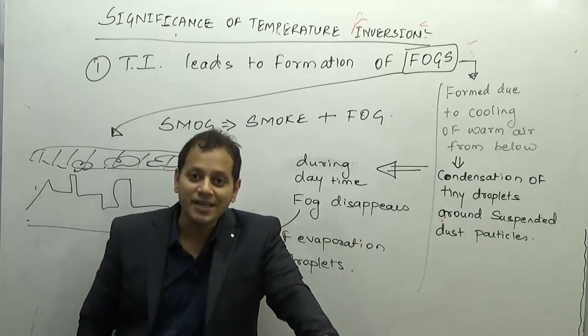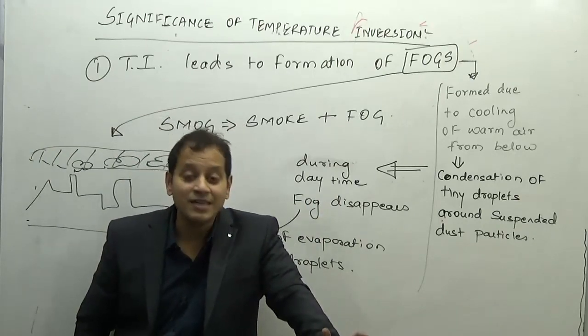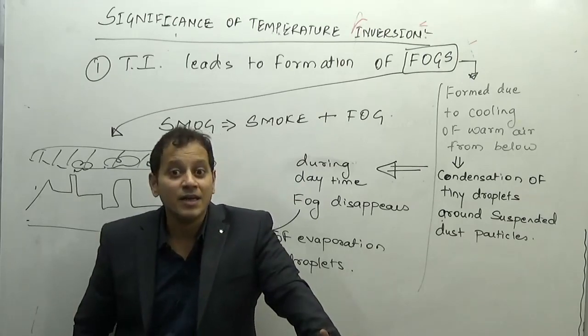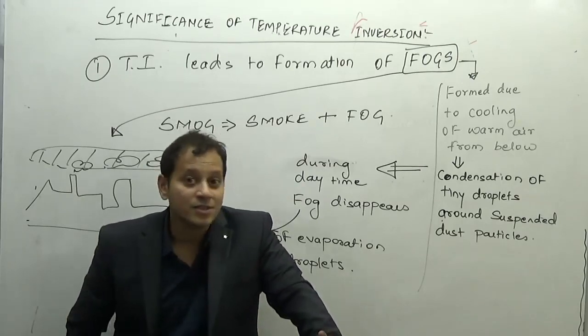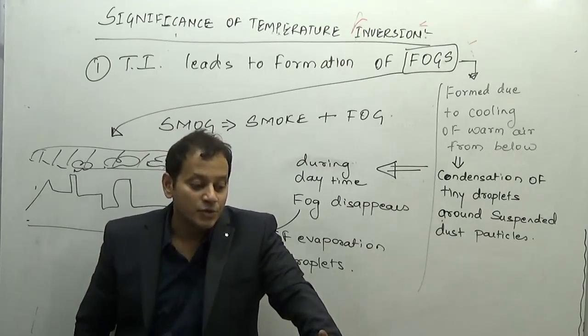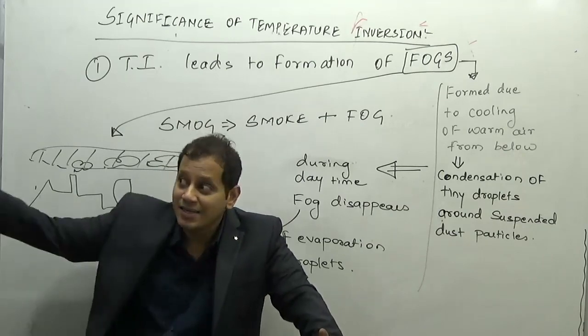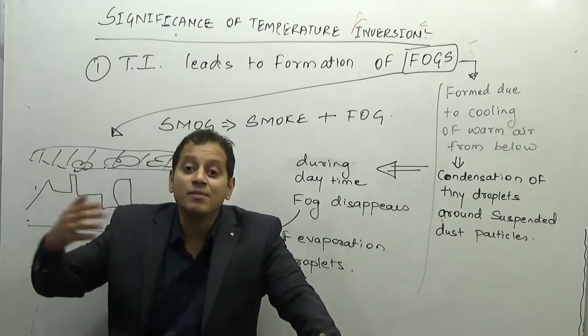Now you must be reading newspapers daily. Delhi is having one of the worst air quality. Why? Because fog is there, industrial smog is there, and as you have read recently, due to burning up of rice fields in Punjab and Haryana, the entire smoke has come over Delhi, still polluting the air.